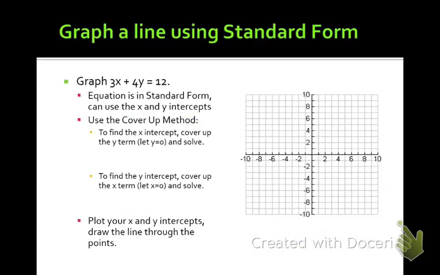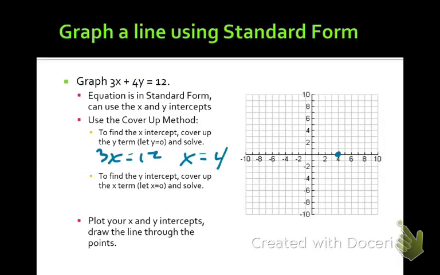All right. Graphing a line. To graph a line using standard form. Like we said before, there's this cover-up method that we can use, and we can find the x and y intercepts. So to find the x-intercept, you cover up the y term, so let y equal 0, in other words, and solve. So you get 3x equals 12, divide by 3, and x is 4. That means on the x-axis, we're going to hit 4.